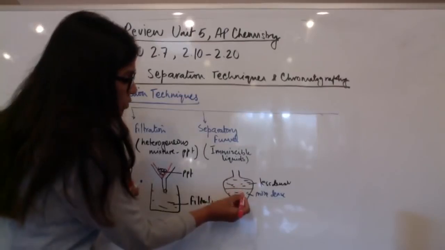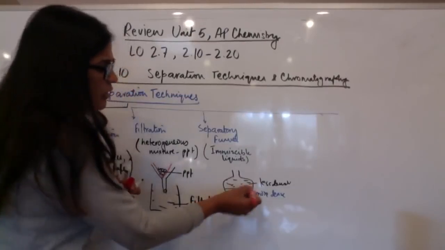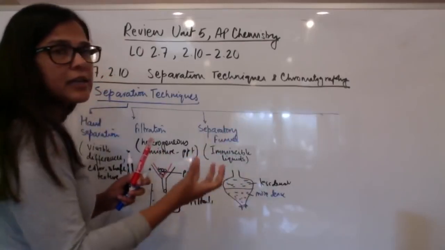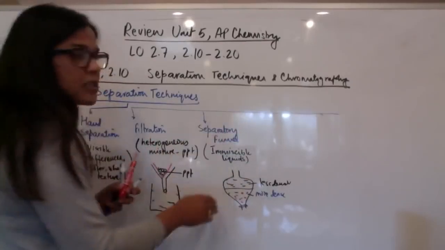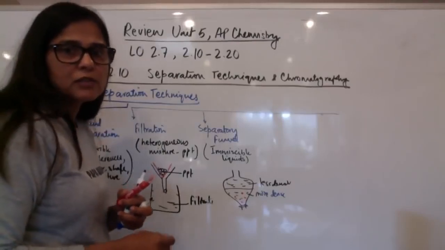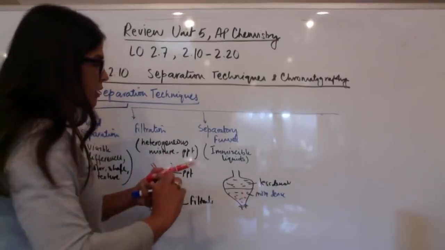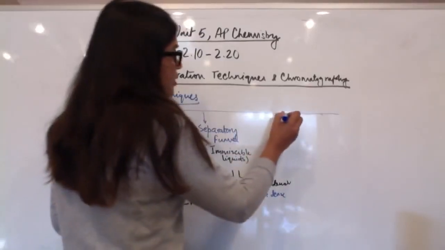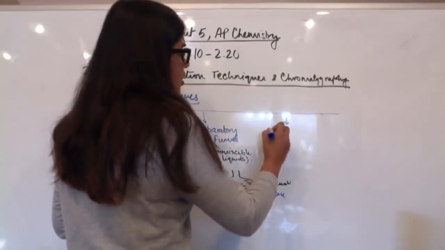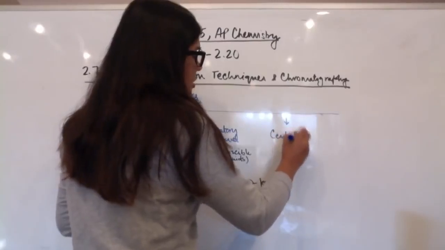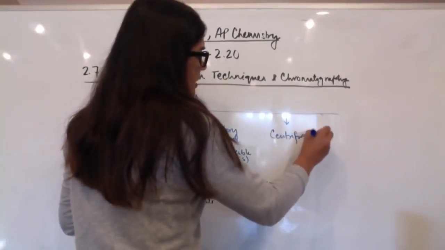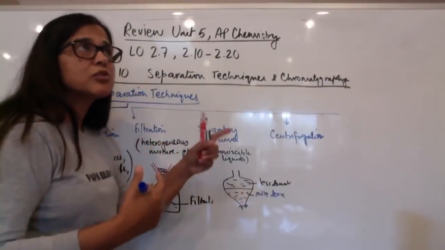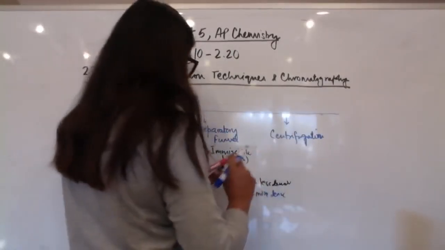And when you take out that layer, that component of the mixture comes out with that layer, and you can evaporate the liquid and get that component. So that is using a separatory funnel. Then the next method is called centrifugation. This is a method that uses differences in mass.